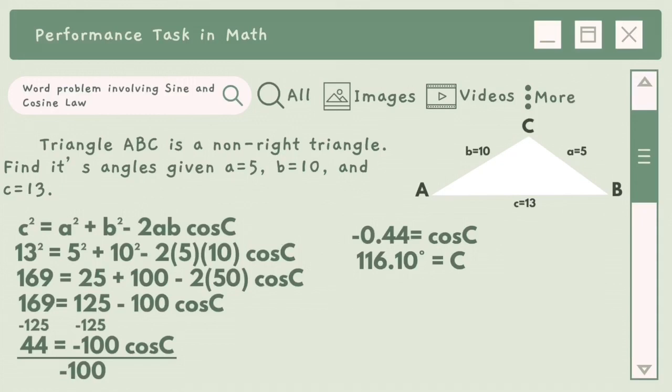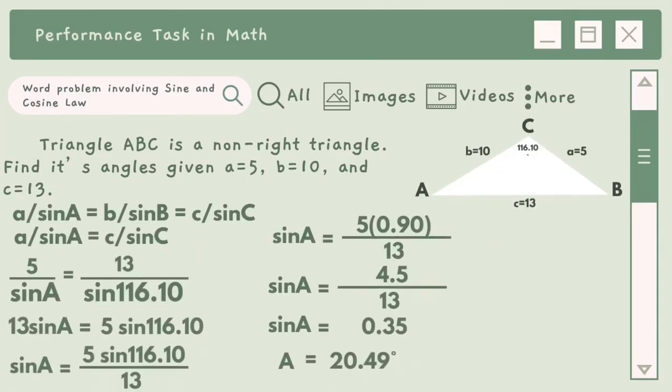After that, with the help of the scientific calculator, we press Shift, then cosine, and insert negative 0.44 to find the value of C. So C is equal to 116.10 degrees. This next part is up to you if you want to solve angle A or B first. But here I'll show you how to solve angle A using the law of sines.